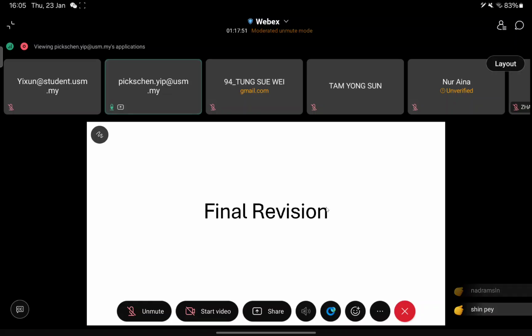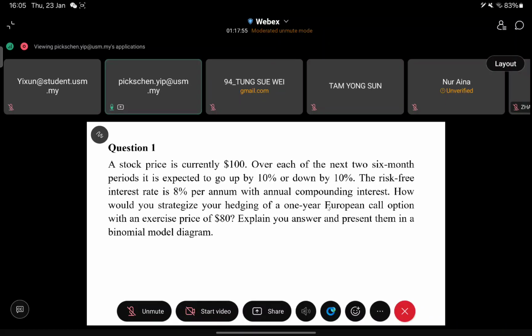For this final revision, I just have three questions for you all to practice. The first question is related to the binomial model. The style of the question will be slightly different from what we learned during the lecture class or the tutorial class. The stock price is currently $100, and over each of the next 6-month periods it is expected to go up by 10% or down by 10%.